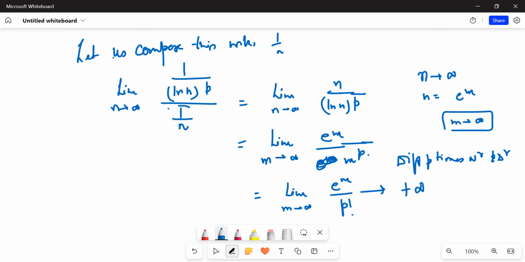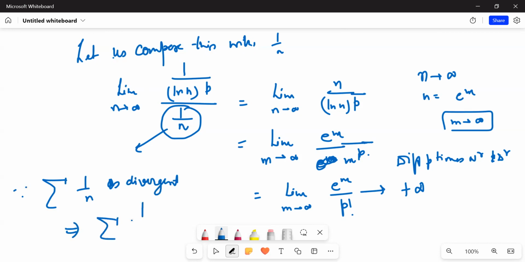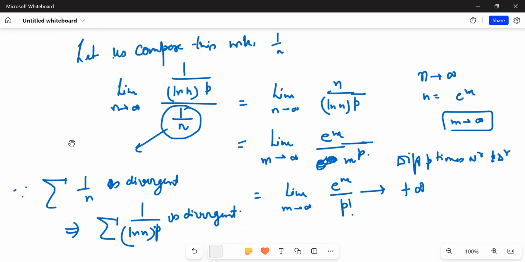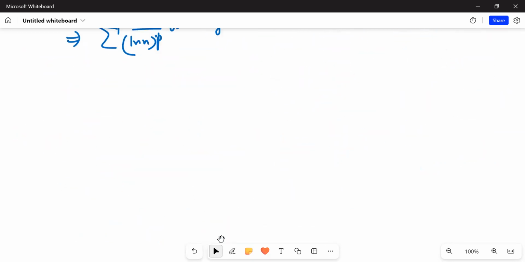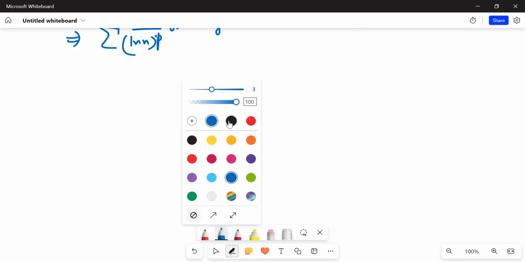So here, since 1 upon n is divergent, it implies that summation 1 upon (ln n) raised to power p is divergent. Okay, I hope it is clear. This is from the limit comparison test. I've already stated the limit comparison test. Kindly see that.